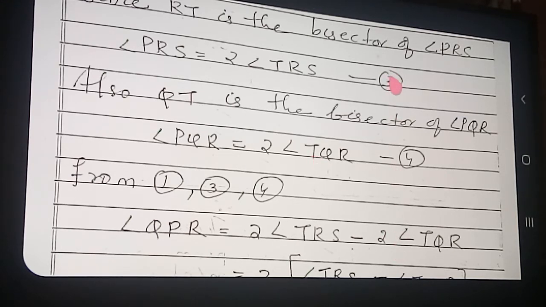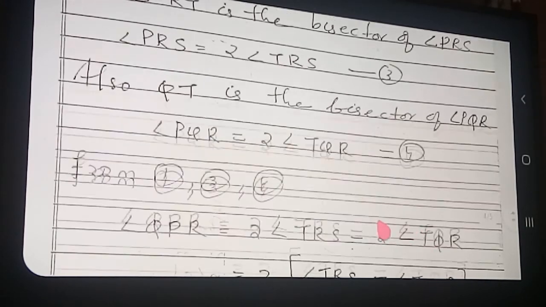This third and fourth equation we will put in the places. Okay, equation number 1, what is given? Angle QPR is equal to angle PRS minus angle PQR. So in the place of PRS I have written the value of PRS, and in the place of PQR I have written the value of PQR. Clear? Are you clear? Listen to this properly.